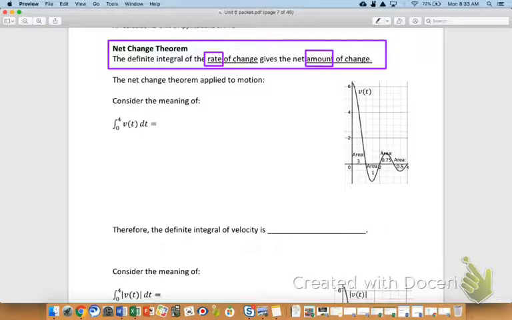So today we're going to take this net change theorem and apply it to motion, like velocity and position and acceleration and stuff like that. Okay, so I want you all to consider the meaning of this integral from 0 to 4 of v of t dt. And I want to lead you through, hopefully, what will be some logical thoughts. The first one is this.